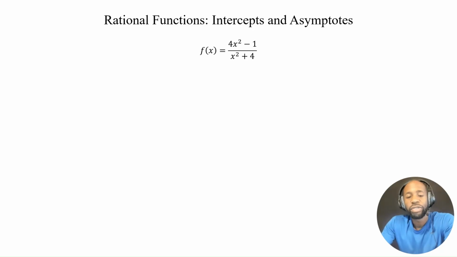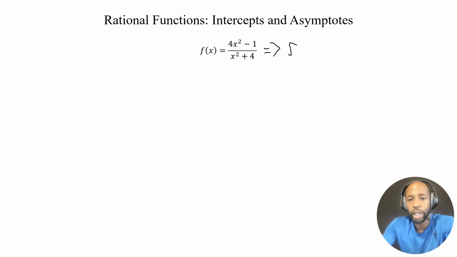Okay, now let's find the intercepts and asymptotes for the following function. f of x equals 4x squared minus 1 over x squared plus 4. Now, the first thing I'm going to do, I don't really have to do it for this particular problem, but I'm going to do it anyway because it's important for other types of rational functions. So just for kicks, and it might make things a little easier as well.